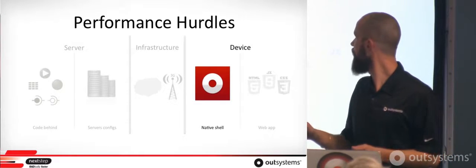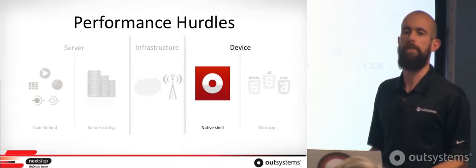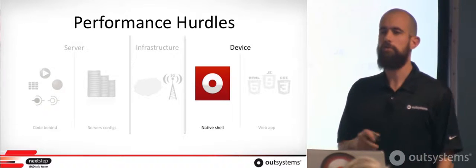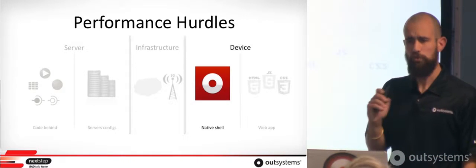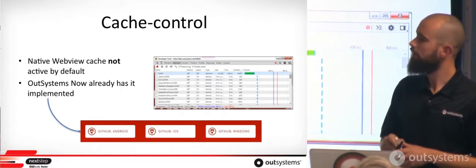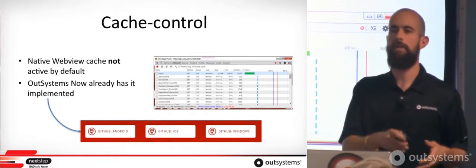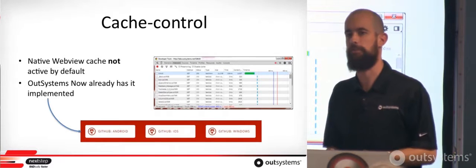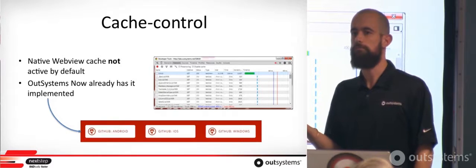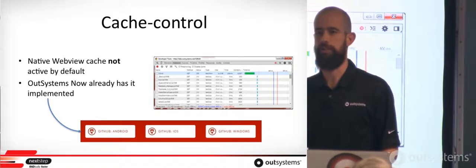Now we have finally reached our device. The previous points basically apply to all of our web applications, but now we are going to focus on what really matters to mobile. We are going to start with the native shell. We have talked about the cache control header previously, right? The first thing that you should know is that, by default, the native web view does not have cache active. This means that even if you have specified the cache control header on the server, it will be ignored because the native web view will not be supporting it.